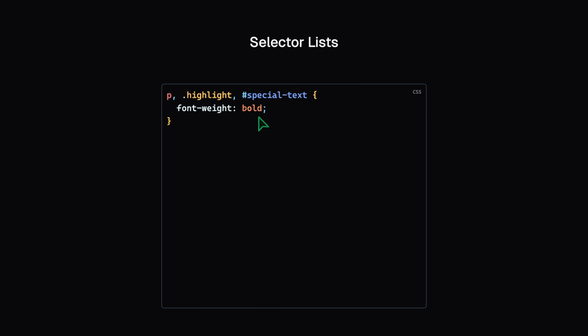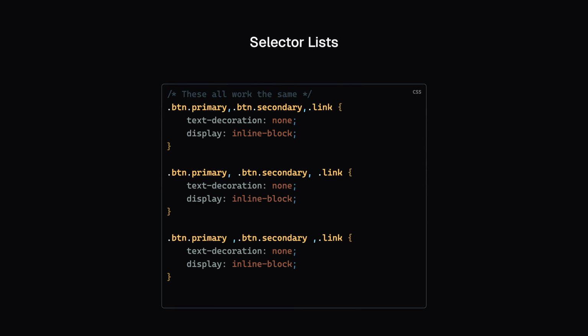You can also combine class selectors in your list. Remember how we learned about multiple classes? You can include those combinations in selector lists. This styles buttons that have primary class, buttons with secondary class, and any element with the link class. Spaces around commas don't matter in selector lists, but consistency helps readability.